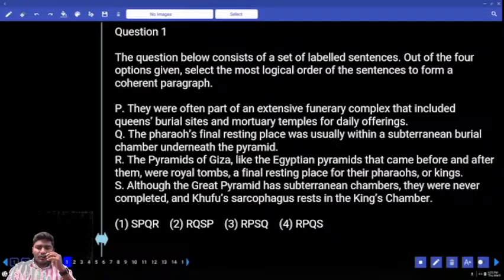Look at the first question. Arrange the sentences in the logical order. How many options shall we eliminate from the beginning? How many sentences? Two can be eliminated. What are they?